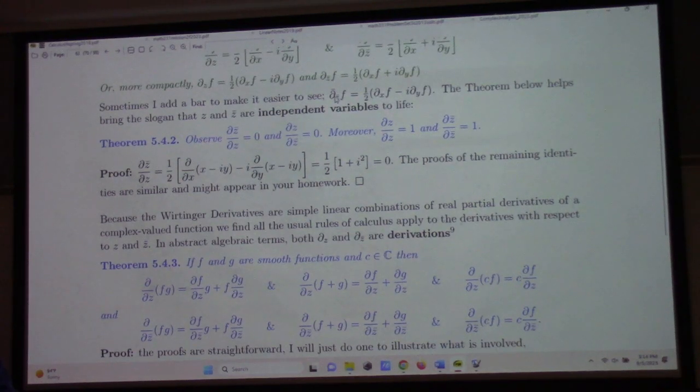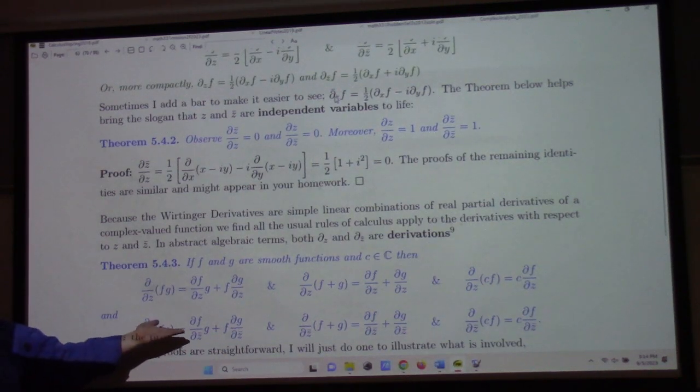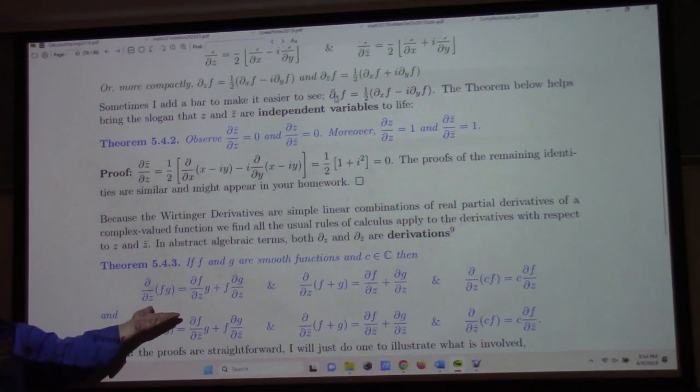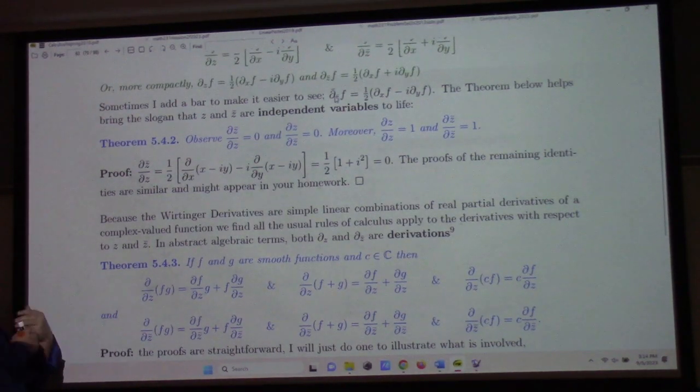When are x and y not independent? Calculus 1, right? Implicit differentiation. y is a function of x. Are x and y always independent? Context, yeah. Anyway, and then of course, you can prove the rules of calculus. Why are these true? Because the partial z is built from a sum of partial x and partial y, and you have those rules for the x and y derivatives. The proofs are straightforward.